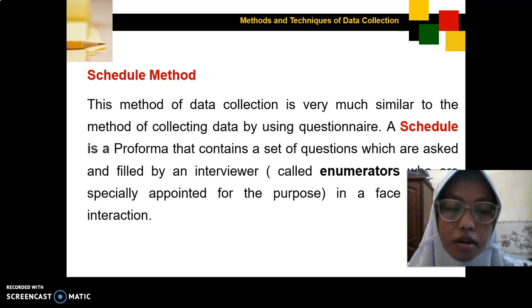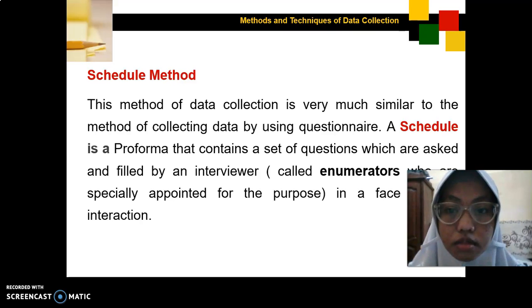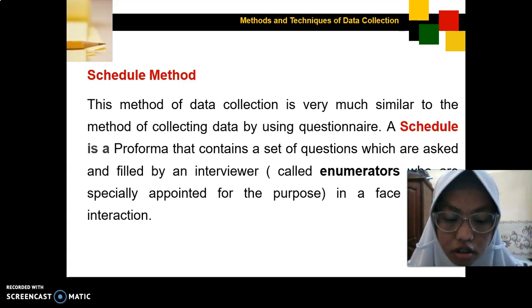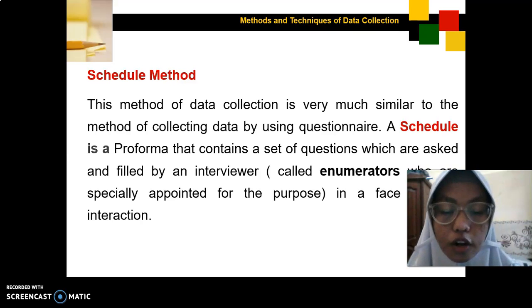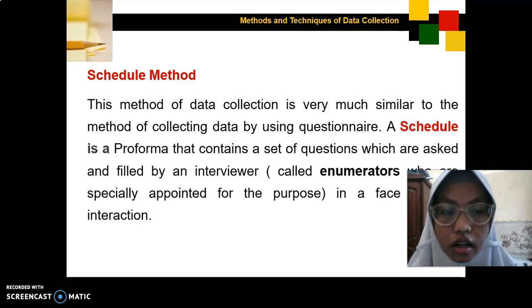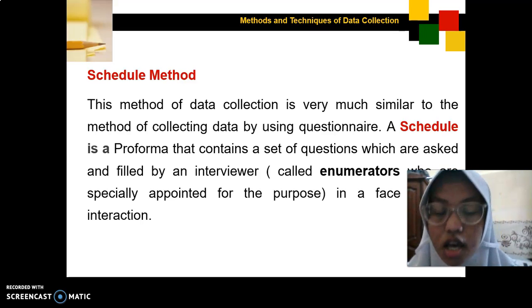Now we have to know about the schedule method, because it has similarities and differences with the questionnaire method. Sometimes people are confused about the schedule method and the questionnaire method, so it will be explained. This method of data collection is very similar to the method of collecting data by using a questionnaire.